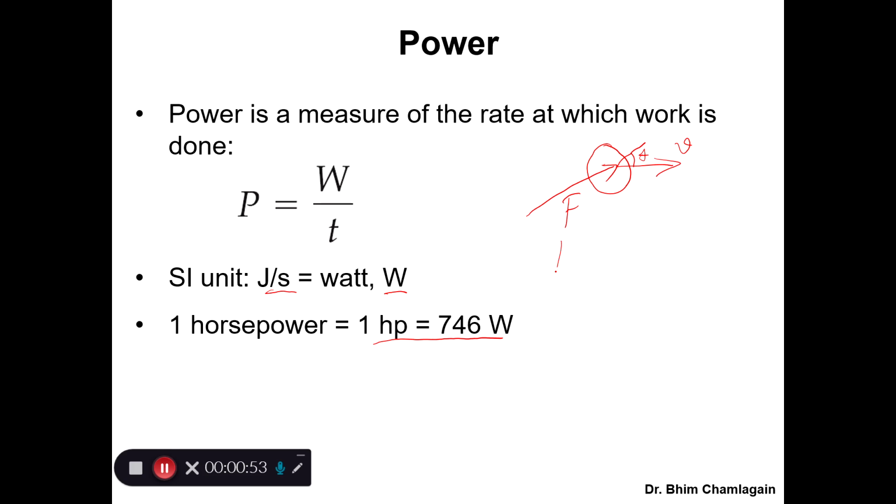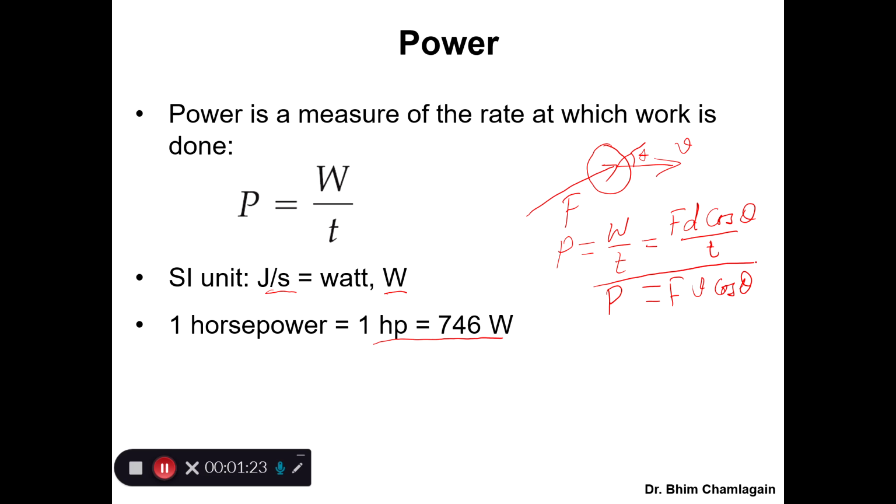So you can write power is equal to work done divided by time, which is the formula. So work done is F times d times cosine theta, divided by time. So this is displacement divided by time. If you divide displacement by time, then you will get velocity. So that is F times v times cosine theta. This is the formula of power.